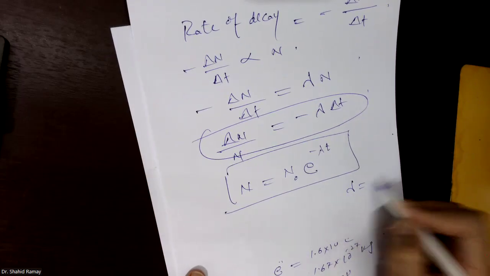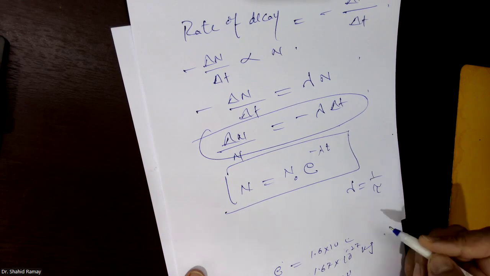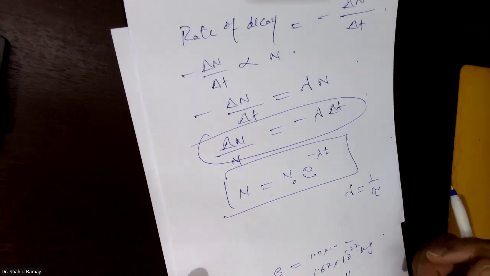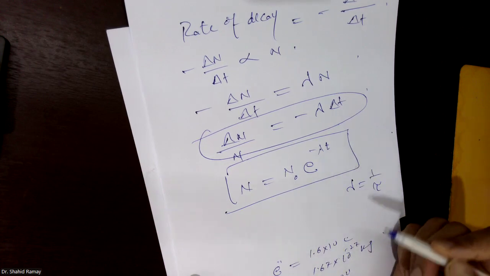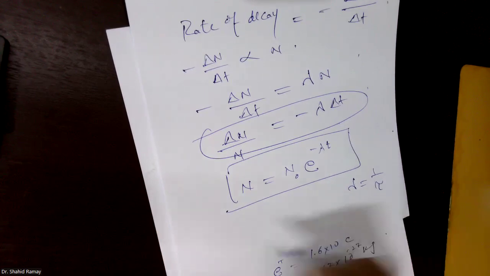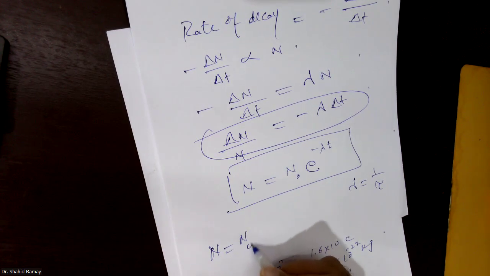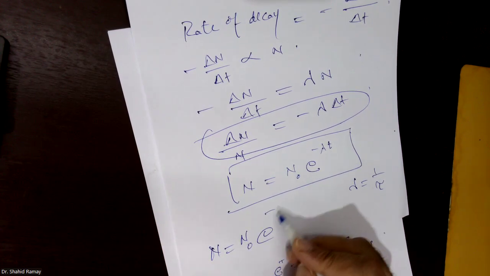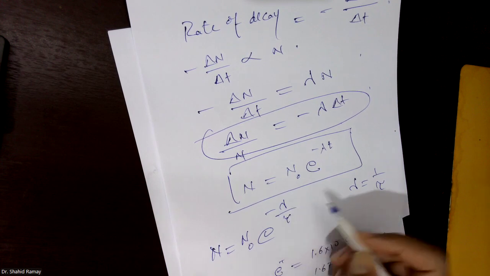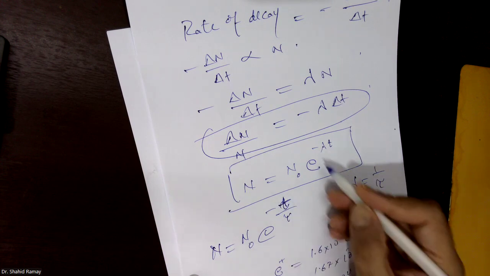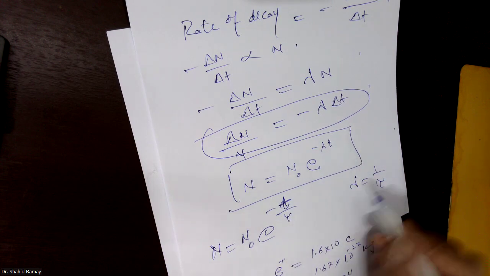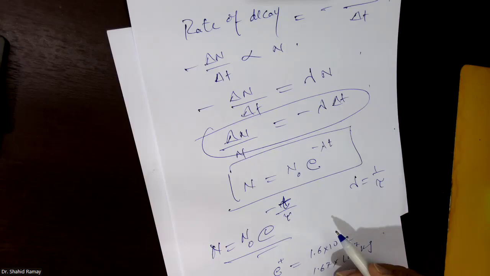And here remember that lambda is equal to 1 over tau, and tau is the mean lifetime. And this small t is the time. So you can also write this relation as N naught e raised to power minus t over tau, because lambda is 1 over tau. You can write it in this form also.